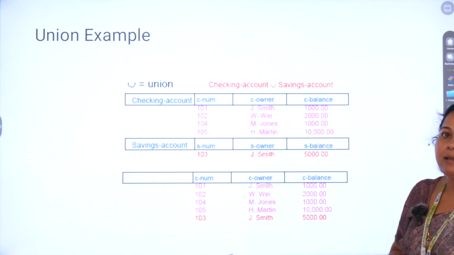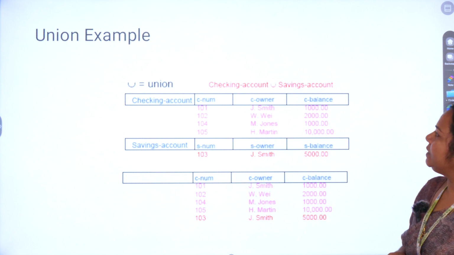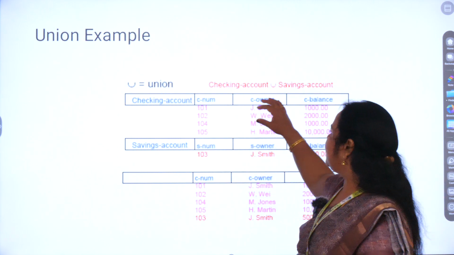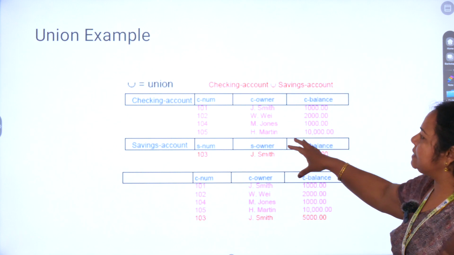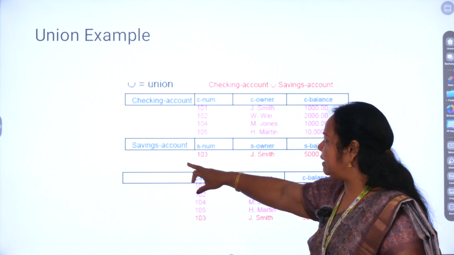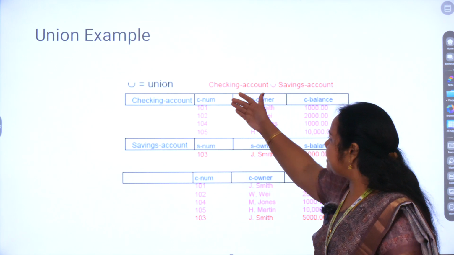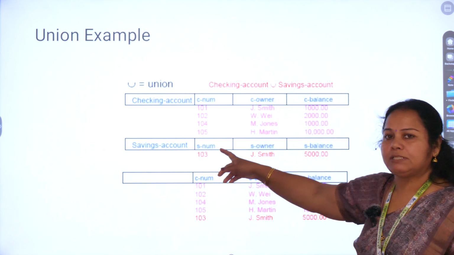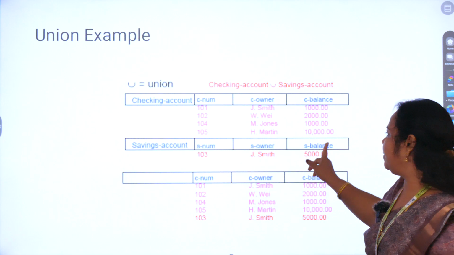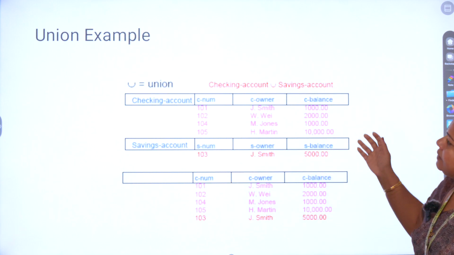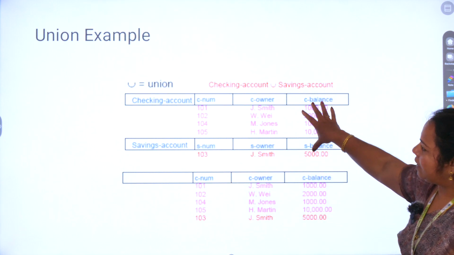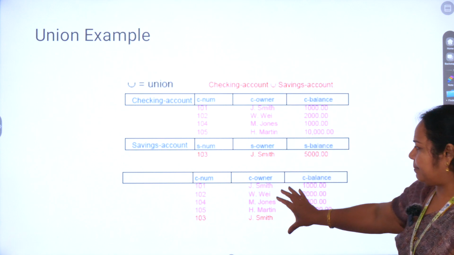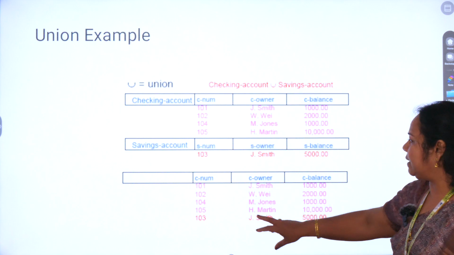So let's see an example with relations for union. This is the symbol for union. Here there are two relations, checking account and saving account. The attributes are number, owner and balance in both. This is the checking account relation and this is the saving account relation. I combined both here, and the output is like this.